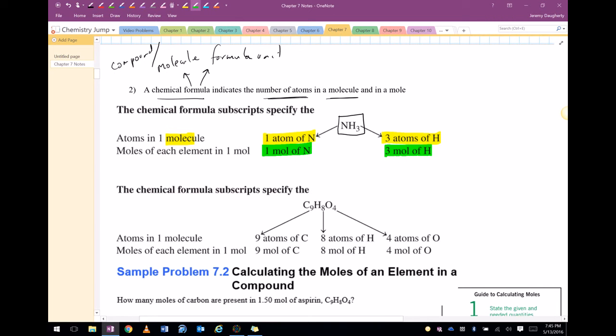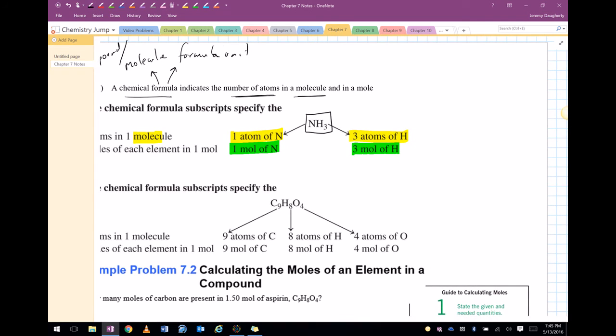So here, for instance, let's say I have a dozen NH3s. So here's NH3, there's 1. I'm going to do a dozen here.